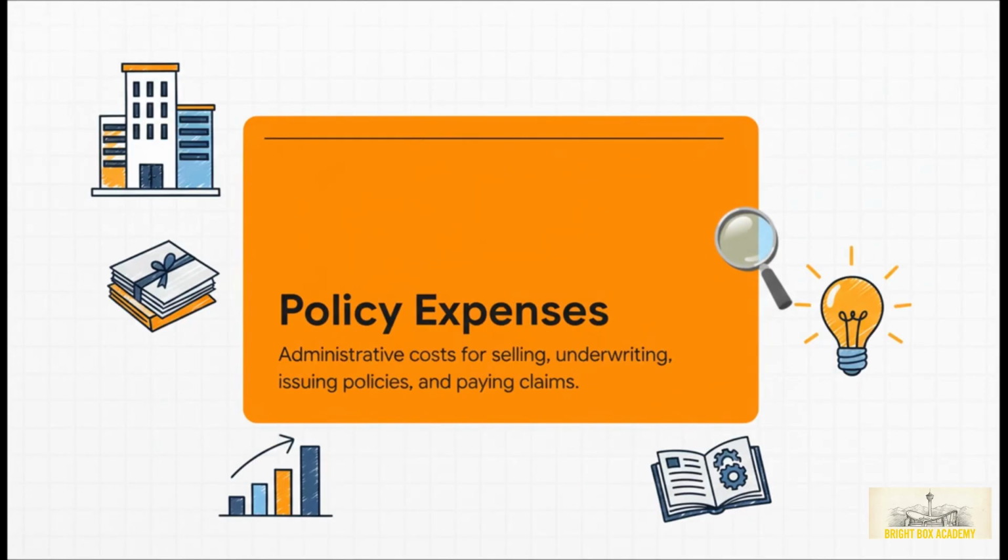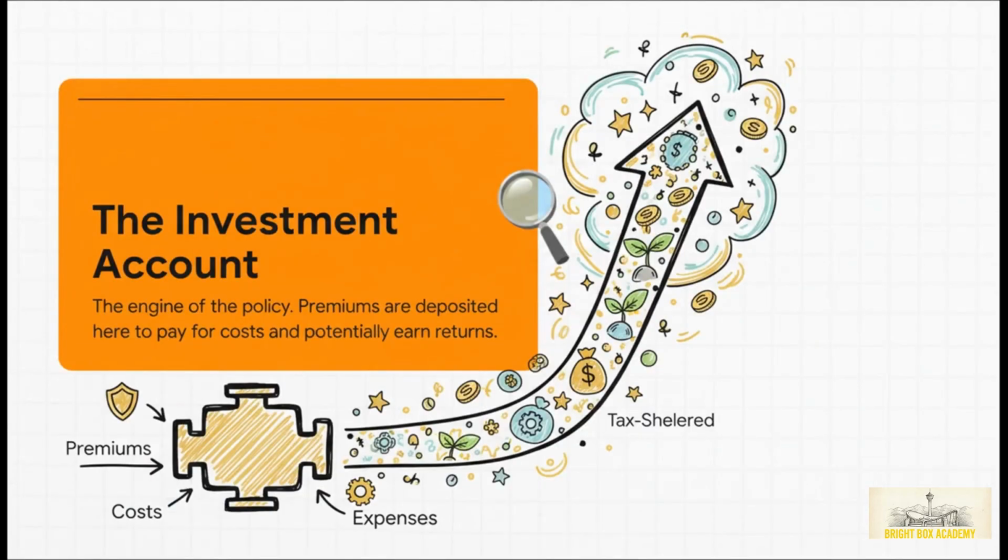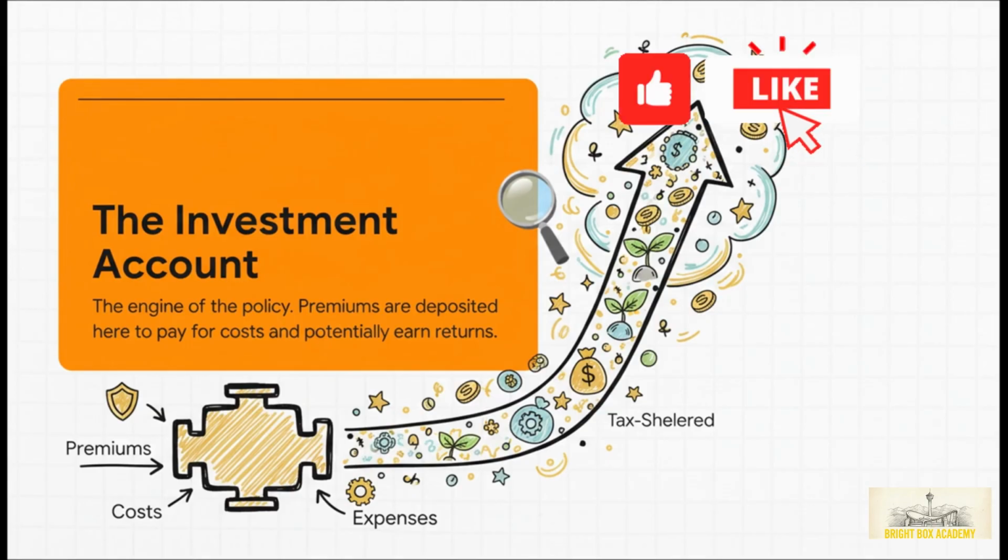Second, you've got the policy expenses. You can think of these as the admin fees, the cost to keep the lights on, to manage all the paperwork, and handle all that background stuff. And just like the cost of insurance, these expenses are transparent. And number three is the heart of the whole policy, the investment account. This is the engine that drives everything. Every premium payment you make goes directly into this account. And it's from this account that the cost of insurance and those expenses get paid. And the best part? Whatever is left over has the potential to grow tax-sheltered.